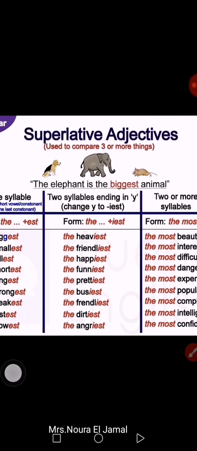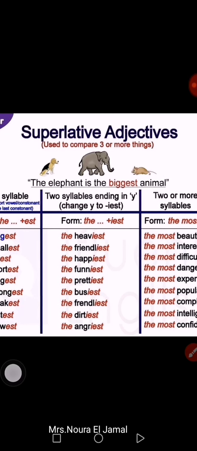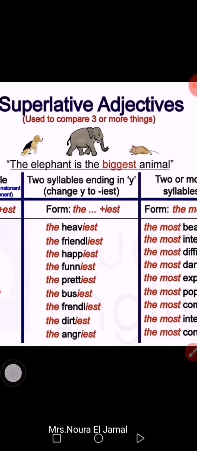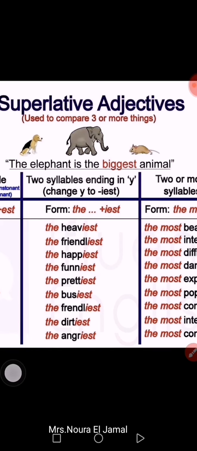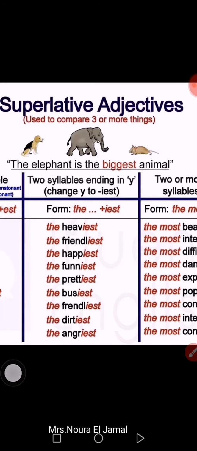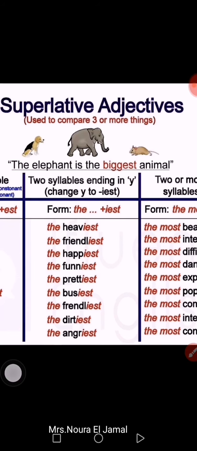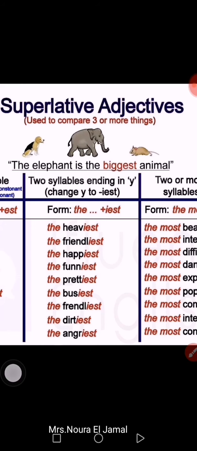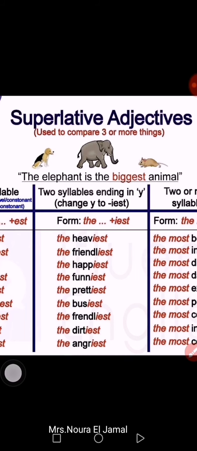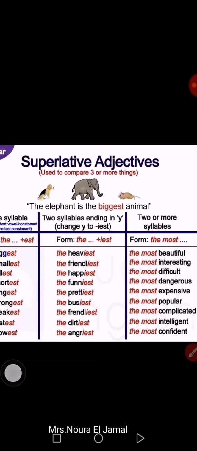The 2 syllables ending in Y, change Y to I, then add est. Like the heaviest, the friendliest, the happiest, the funniest, the prettiest, the busiest, the dirtiest, and the angriest.